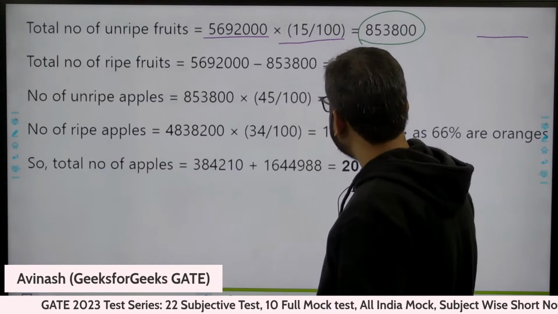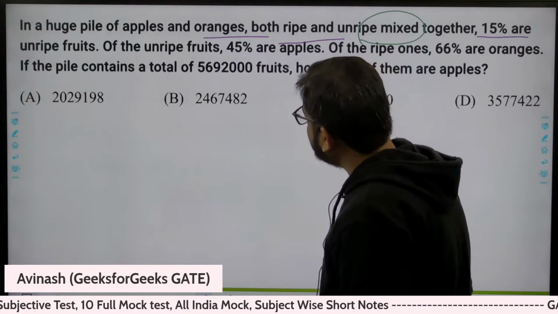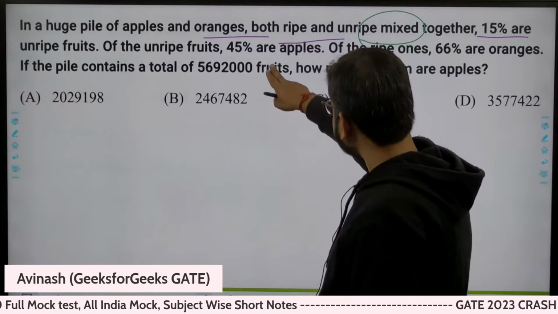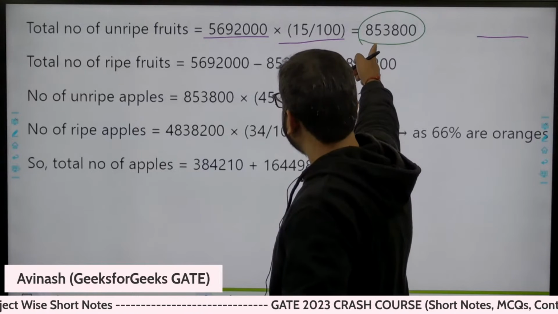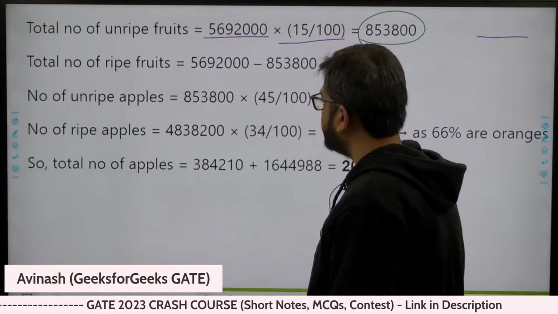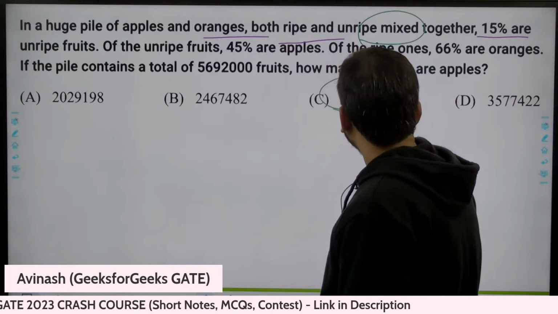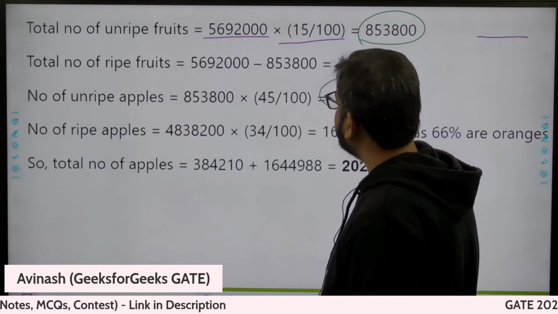So ripe is how much? And out of unripe fruit, 45% are apple. So this is our unripe, and in this 45% are apple. So this is our apple. Now they are saying that 65% are orange. Ripe is what we have to find out now.